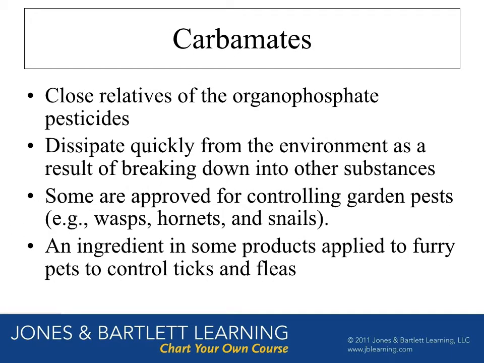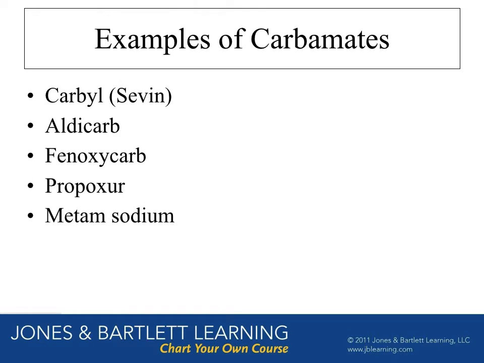I mentioned that there is a class called carbamates. These are closely related to the organophosphates in their mechanism of action. Typically not as potent. They break down very quickly in the environment. And there's a lot of these things that are still around that are approved for garden use and also for pet control of pests in gardens, and also for ticks and fleas on your pets. Sevin is a trade name: carbaryl, aldicarb, phenoxycarb, propoxur, and metam sodium. Metam sodium is actually an intermediate in the production of other things.